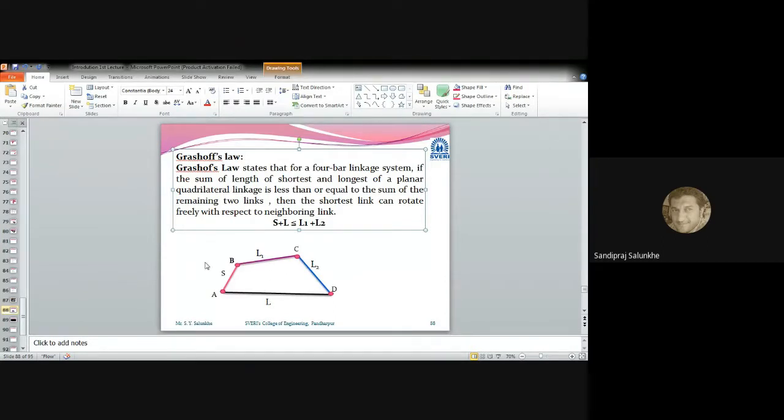So it will be a motion, but complete rotation of any link is not possible if this law doesn't get obeyed. And if this law gets obeyed, then the shortest link will rotate completely about its center of rotation. That is, here we can say A is the center of rotation, and with respect to A, this AB link will rotate completely. Getting me?